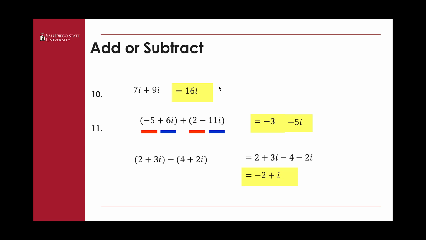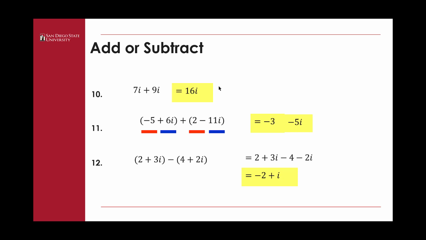7i plus 9i would be very straightforward, very easy. It's just 16i. And in another example, we have minus 5 plus 6i plus 2 minus 11i. Minus 5 and 2 are the real parts, and 6 and 11 are the imaginary parts. So we will add real parts to real parts and imaginary parts to imaginary parts, and we will get minus 3 minus 5i.